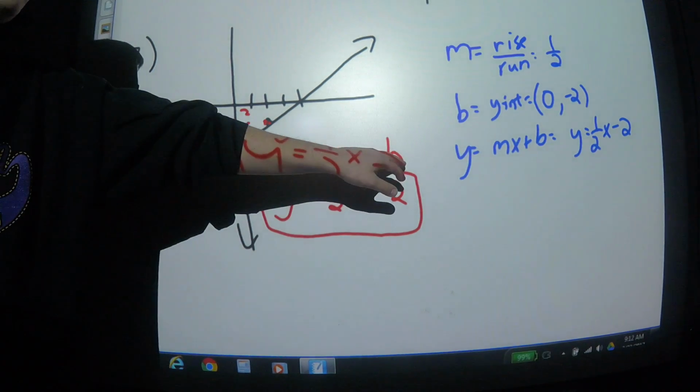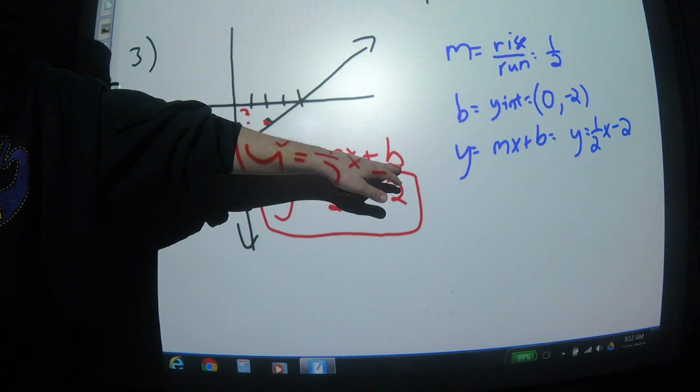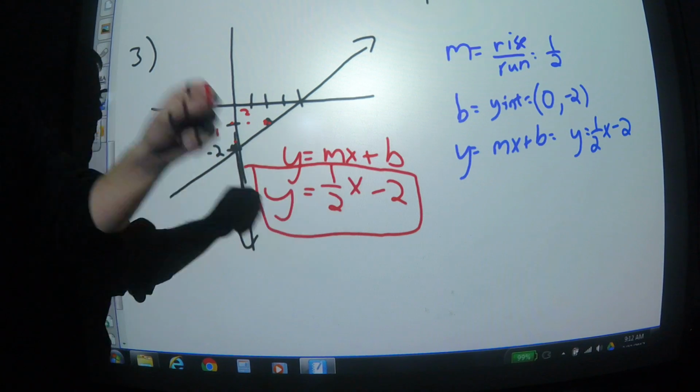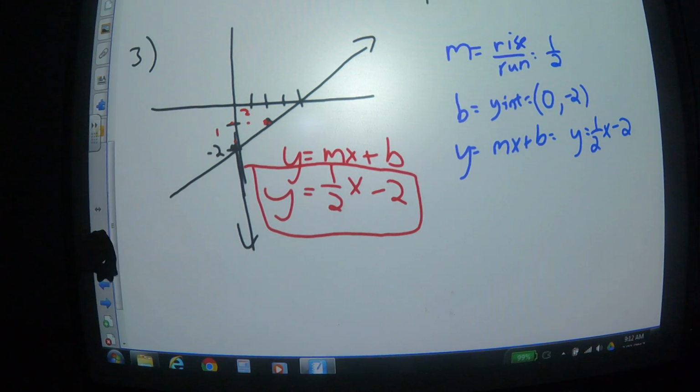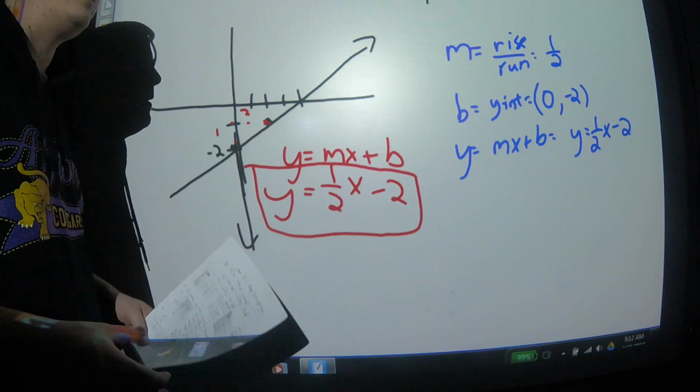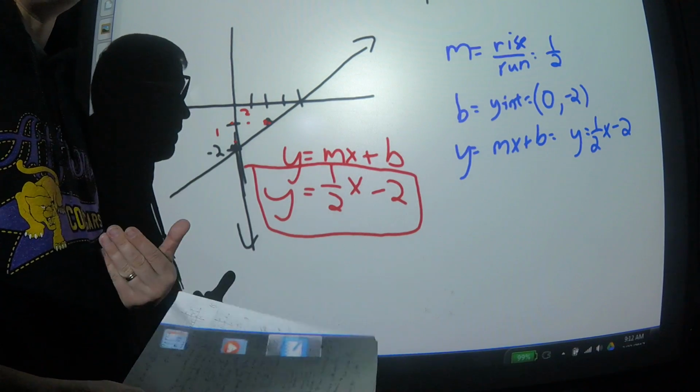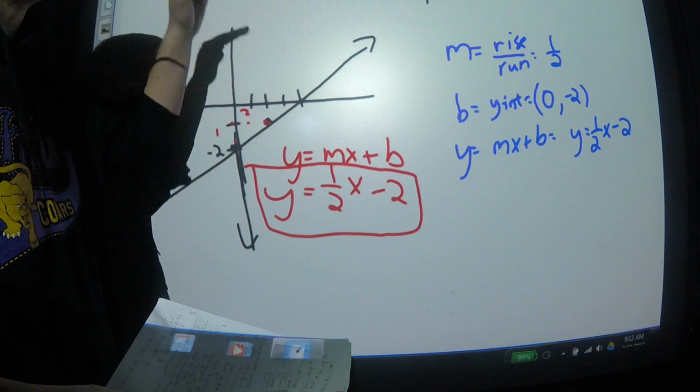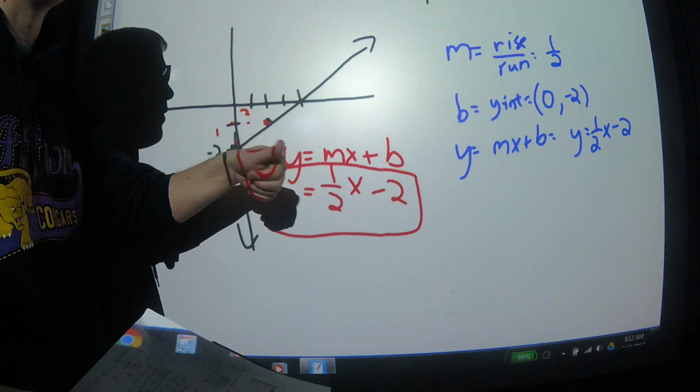So start out with b, find your y-intercept. Then from that point, go up and over as many times until you reach the line. Okay? And remember that your slope is rise over run. How far you go up or down over how far you go left or right.